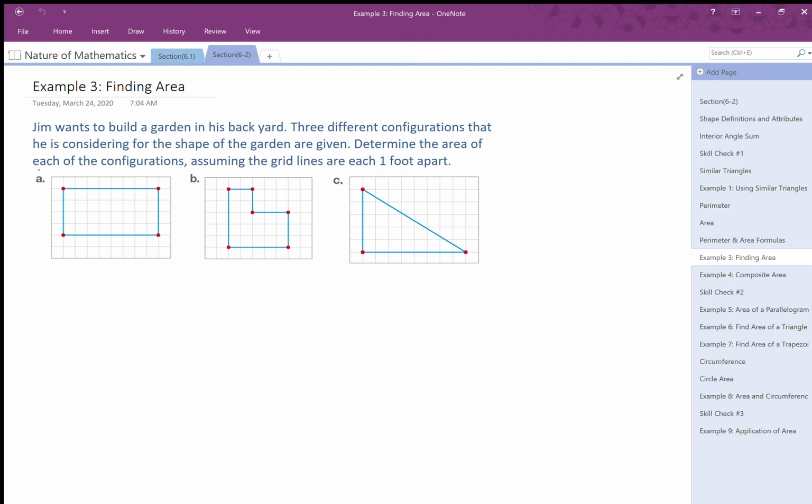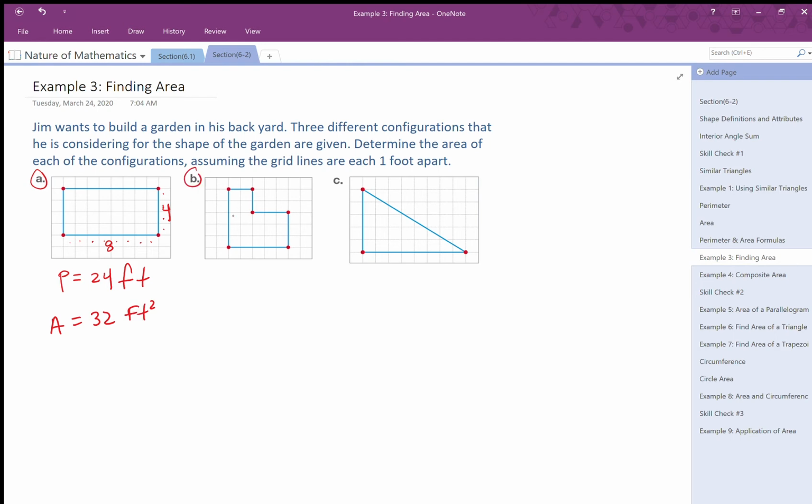So we would just count the grid lines to see how long each side is. So for example A, we see that the length along the base is 1, 2, 3, 4, 5, 6, 7, 8. So we have 8 units wide, and then 1, 2, 3, 4 units high. So perimeter would be 24 units, which is in feet here. And area would be 32 feet squared.